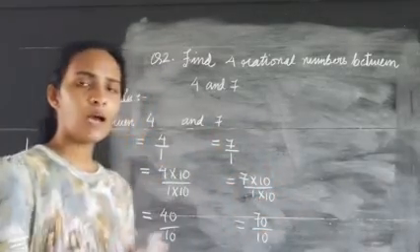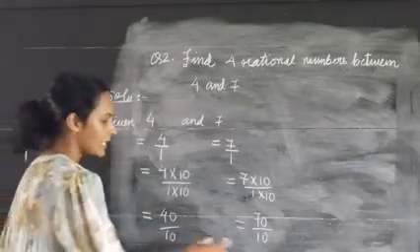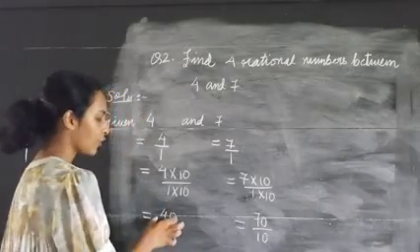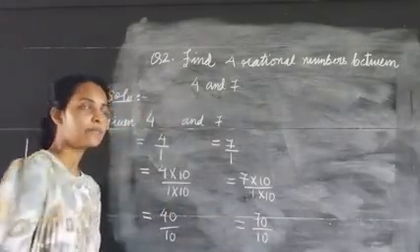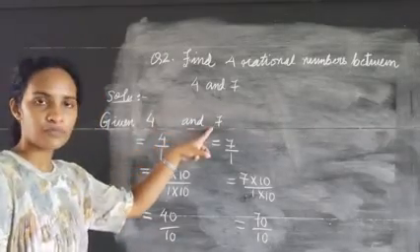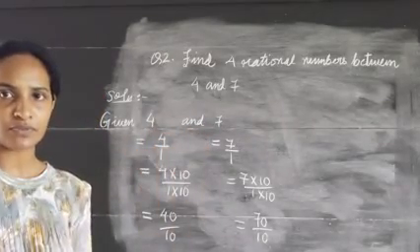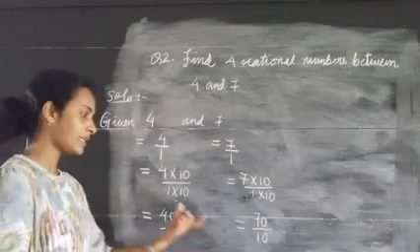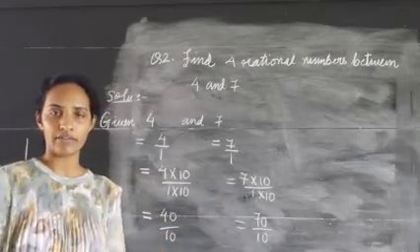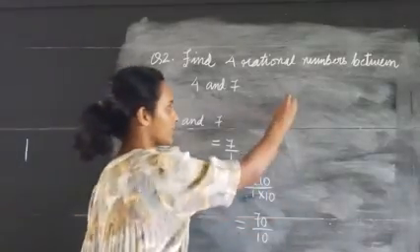Okay? Now, how do we find them? We look at the denominators, they're the same. We look at the numerators, 40 and 70. Before we had 4 and 7. We cannot find many numbers between 4 and 7, right? But at the same time, between 40 and 70 we can find many. So, what are the rational numbers?